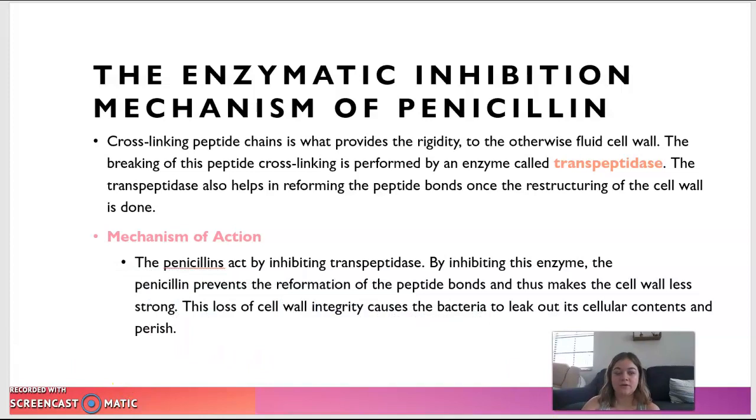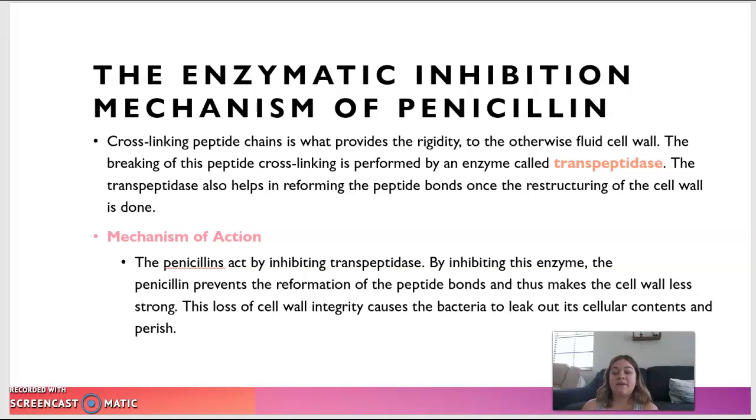All right. So lastly, we're going to just focus on the enzymatic inhibition mechanism of penicillin. So there are cross-linking peptide chains that provide the rigidity to the cell wall, right? That makes it impermeable, or have a low permeability. The breaking of these peptide cross-links is performed by an enzyme called transpeptidase. So the transpeptidase is helping with reforming the peptide bonds once restructuring the cell wall is done. Right, so we talked a lot about transpeptidase. So that's sort of how it is reforming and restructuring that cell wall.